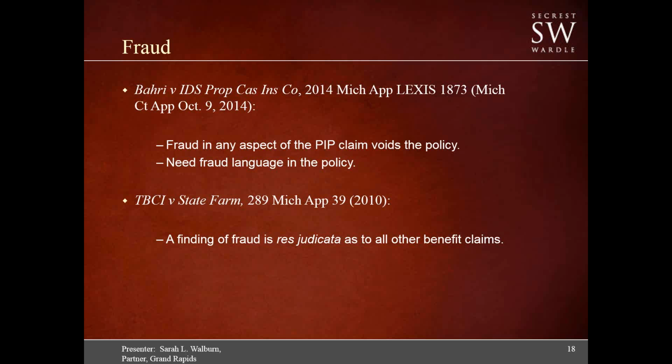So Bowery, basically, there were attendant care provider forms submitted saying that the claimant couldn't do A, B, and C during the month of October, needed help with that stuff. Well, there was video surveillance of the claimant doing A, B, and C in the month of October. So obviously that was fraud in the PIP claim, and the court was able to say, yep, you can void the entire policy, no PIP benefits.